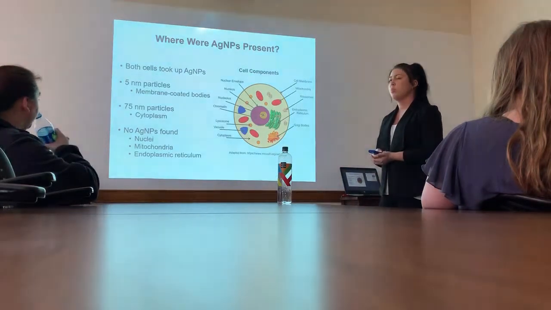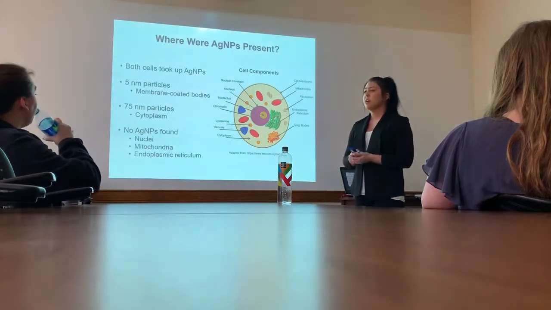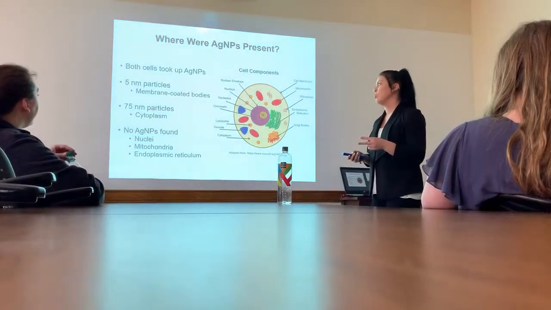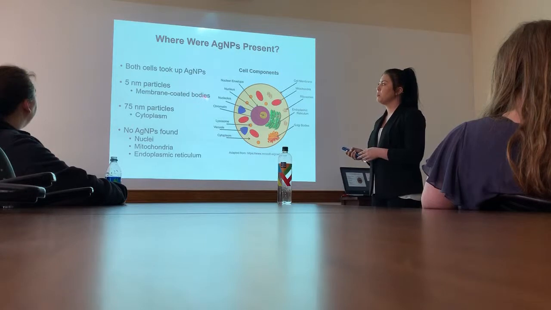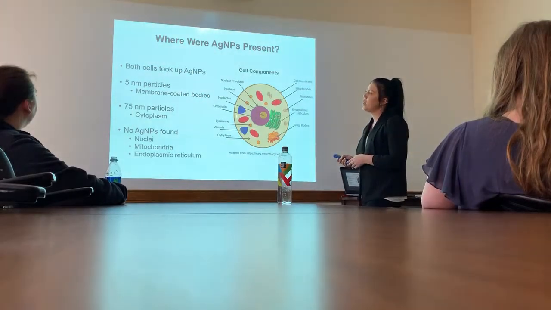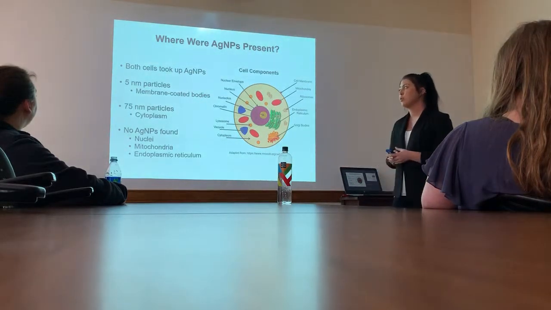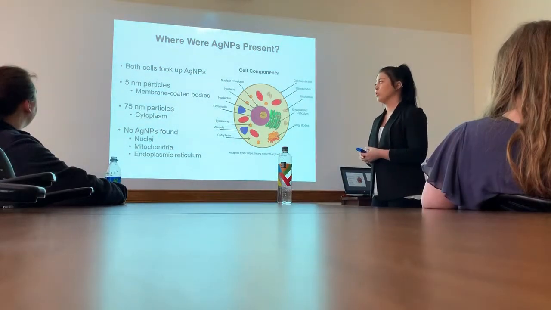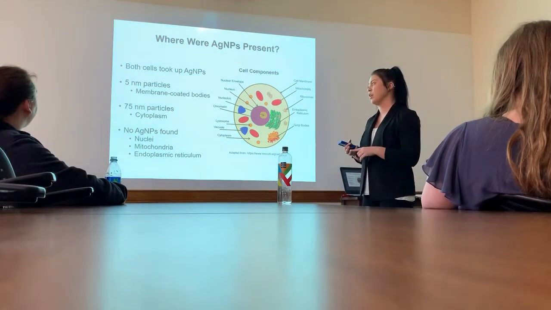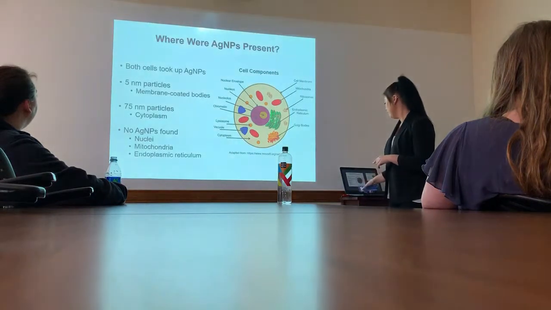Where were the silver nanoparticles present? Both of the different cells took up the silver nanoparticles, but the 5 nanometer particles were shown in the membrane-coated bodies within the cell. The 75 nanometer particles were shown only in the cytoplasm, and no silver nanoparticles were found in the nuclei, mitochondria, or the endoplasmic reticulum.